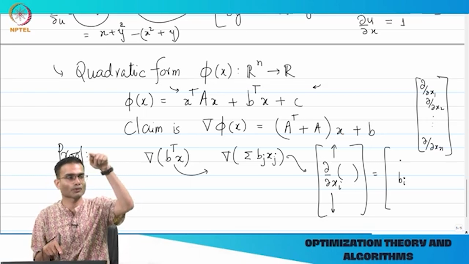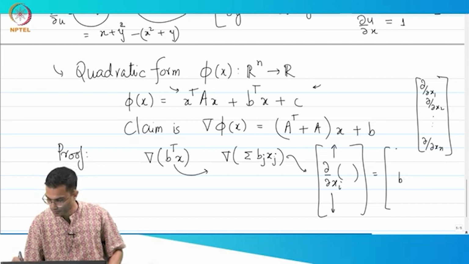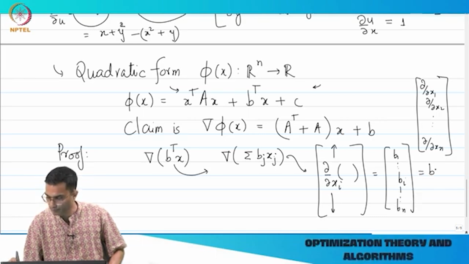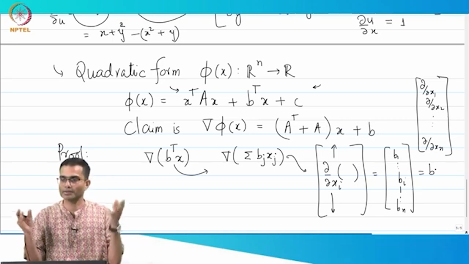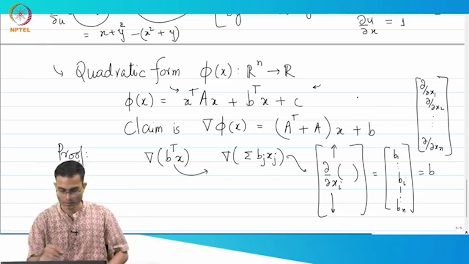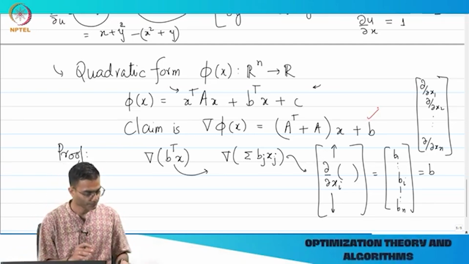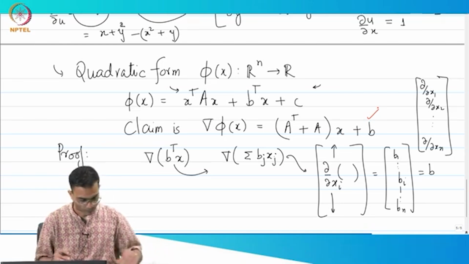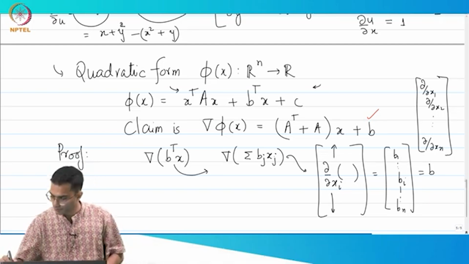So if I now do this over all i going from 1 to n, what will I get? I'm going to get b1, whatever, bi and bn. In fact, nothing but b, right? It doesn't get easier than this. I took a summation, I took the derivative with respect to each variable, and I'm left with b. So the first part is over here. This is fine, right? Now the second, any difficulty here? Quite straightforward, right?